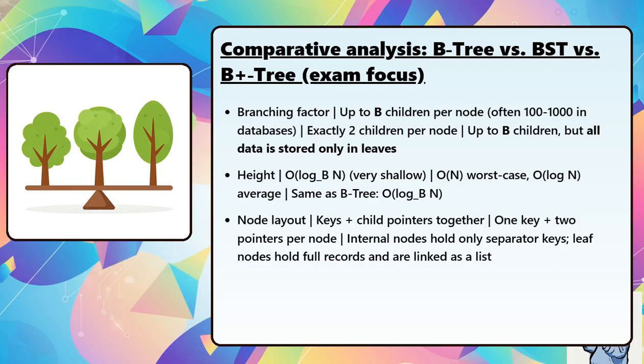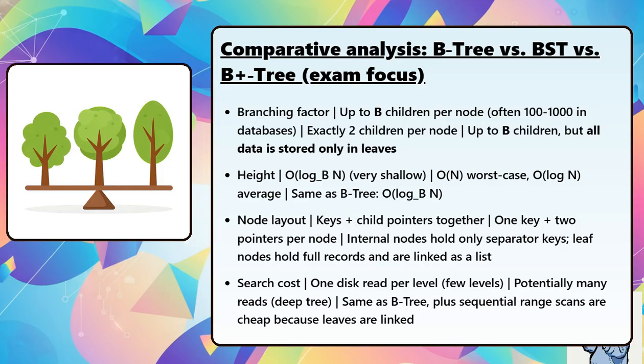Node layout: keys plus child pointers together for B tree; 1 key plus 2 pointers per node for BST; internal nodes hold only separator keys, and leaf nodes hold full records and are linked as a list, for B plus tree. Search cost: 1 disk read per level, few levels, for B tree; potentially many reads, deep tree, for BST; same as B tree, plus sequential range scans are cheap because leaves are linked, for B plus tree.